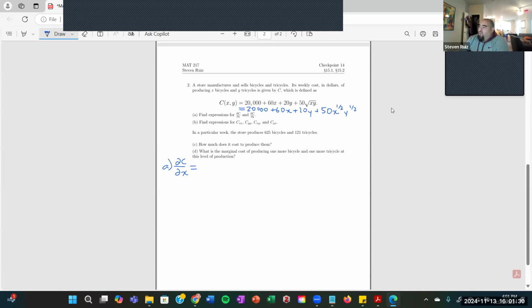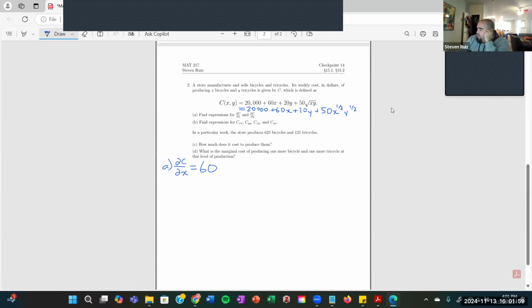Basically the only variable I'm looking for is x. So 20,000 is a constant. The derivative of any constant is 0. 60x, the derivative of 60x is 60. 20y, y is a variable, but I'm taking a derivative with respect to x. So as far as that derivative is concerned, 20y is a constant. So that's going to vanish.